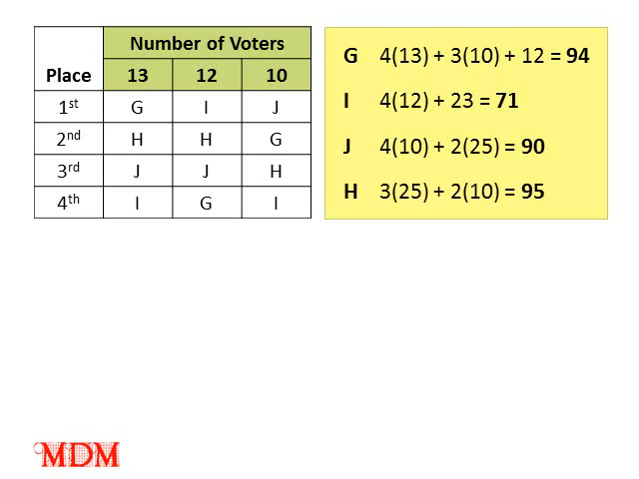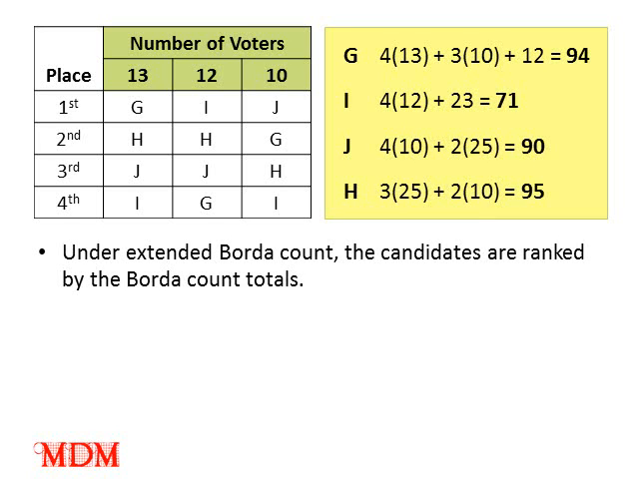Now finally, Holly. Holly has no first place votes, as we can see, but she does have second place votes. In fact, she has 25 of those, and second place votes are multiplied by 3. And then looking at third place votes, Holly has 10 of those, and they are multiplied by 2, giving Holly a total of 95 as her board account number.